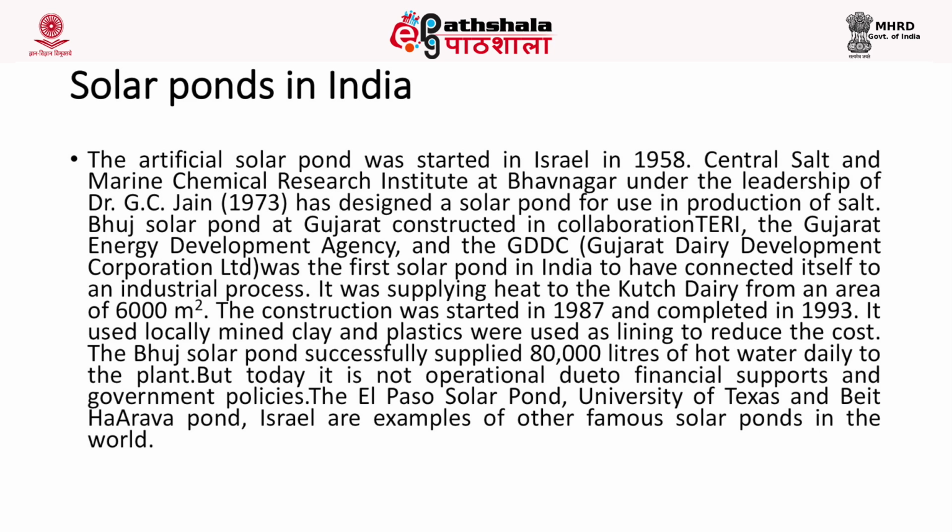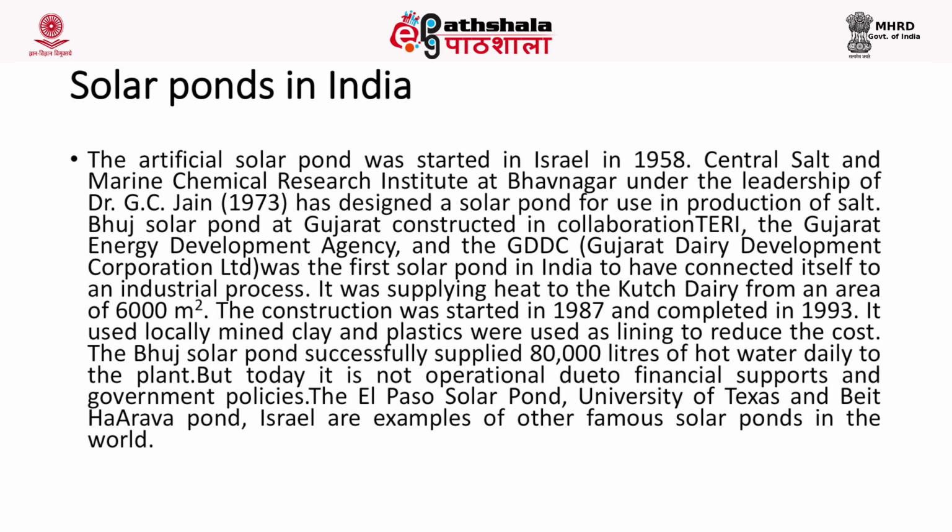The Bhuj Solar Pond at Gujarat, constructed in collaboration with TERI, Gujarat Energy Development Agency and Gujarat Dairy Development Corporation, was the first solar pond in India to be connected to an industrial process. It was supplying heat to Kutch Dairy from an area of 6,000 square meters. The construction was started in 87 and completed in 93. It used locally mined clay and plastics as the lining to reduce the cost, and it was able to supply successfully 80,000 liters of hot water daily to this plant. But today it is not operational due to lack of financial support and other government policies.